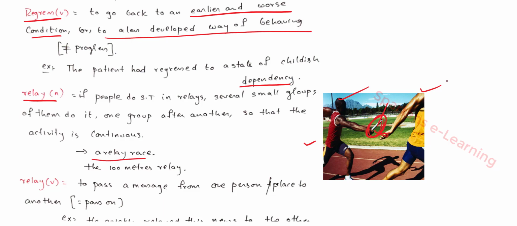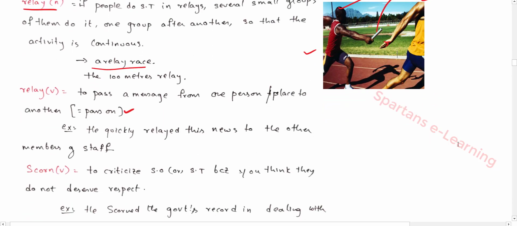Now relay as a verb means to pass a message from one person to another or from one place to another. Relay is nothing but pass on. As a verb it means to pass on something. If you notice here, this person is actually relaying some kind of object to the next runner. Example, he quickly relayed this news to the other members of staff. See the nice usage here, relayed this news to the other members of the staff. So make sure you know all these words and start using them in your AVA section, right? These are not heavy words, these are very decent vocabulary, which clearly shows that you are a well polished reader.